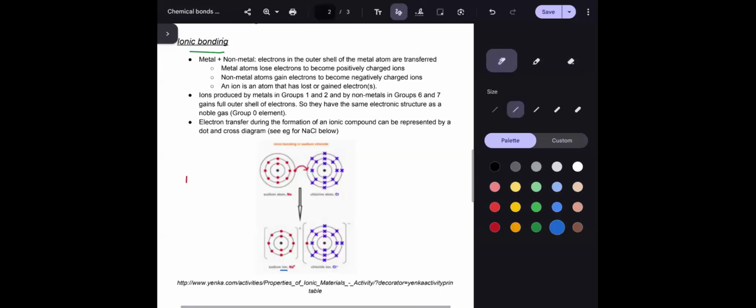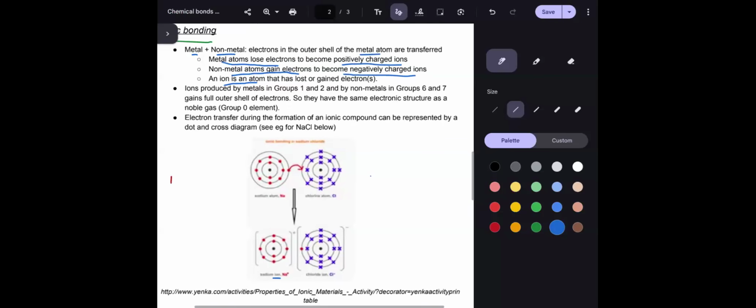Okay, so this is ionic bonding, right? It occurs between metals and non-metals. Electrons in the outer shell of the metal atom are transferred to the non-metal, right? So metals will lose electrons and will become positively charged ions, and non-metals will gain those electrons that were lost by the metal and will become negatively charged ions. And an ion is an atom that has lost or gained electrons.